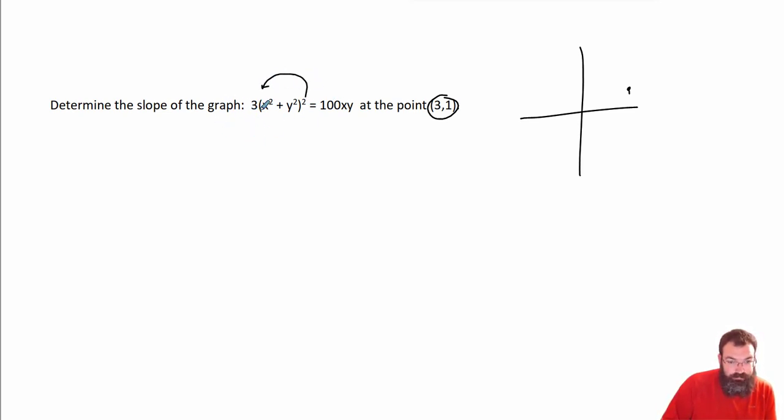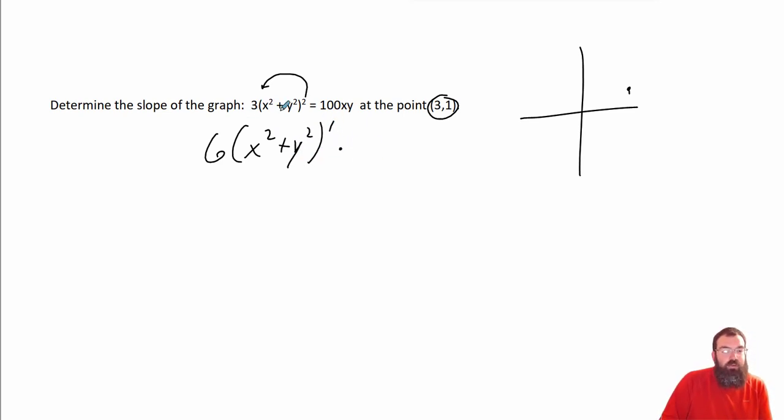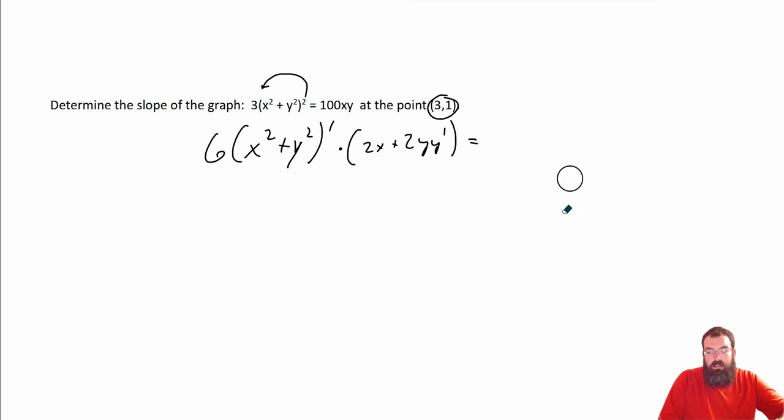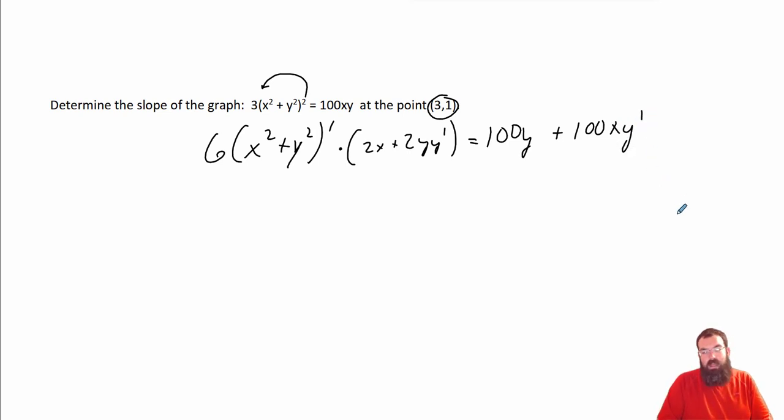So let's take the derivative of the left side. This 2 comes down. It goes to 6 times the inside, which stays the same, so y squared. This goes to 1, multiplied by the derivative of the inside, which is 2x plus 2y y prime, equals now the derivative of the right-hand side, the 100xy, and that's product rule. So we've got to make sure we get product rule down. So it's 100y plus 100xy prime.